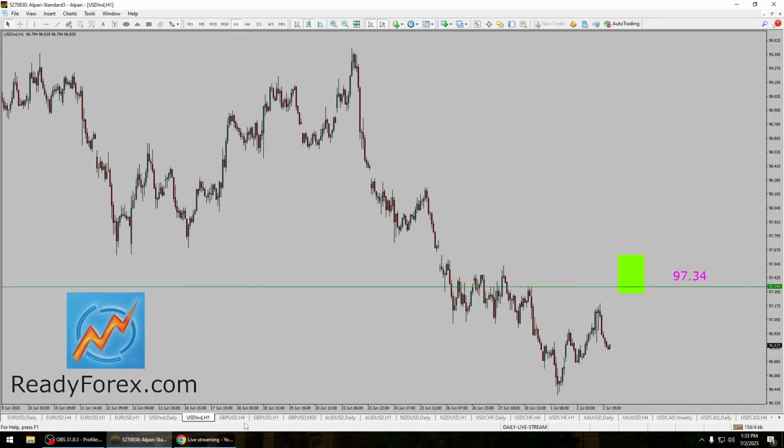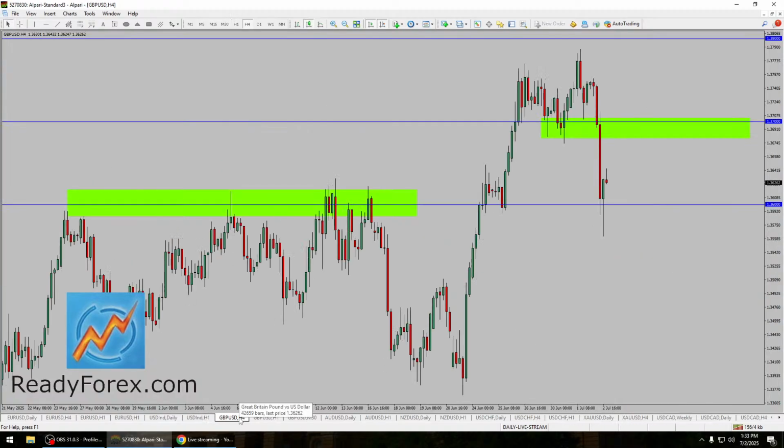Next one is the 1 hour, same story. Price action up over here, but we never got the bullish candlestick close above 97.34 level. Okay, so to me it's still a down pullback, and the chances are high price action is going to drop more.